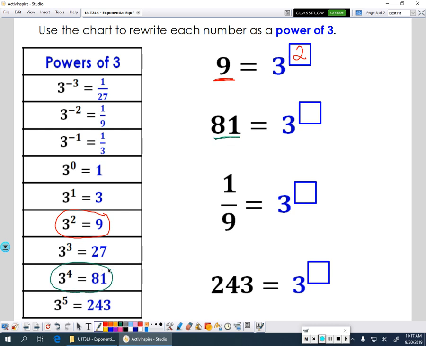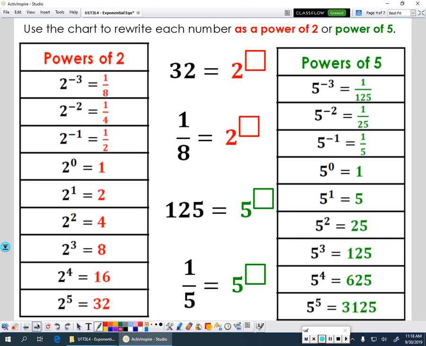81 is equal to 3 to the 4th. 1/9 is up here. That's equivalent to 3 to the negative second power. And finally, 243. 243 is all the way down here, equal to 3 to the 5th. Okay, now this is just to show you how we can change bases of numbers.